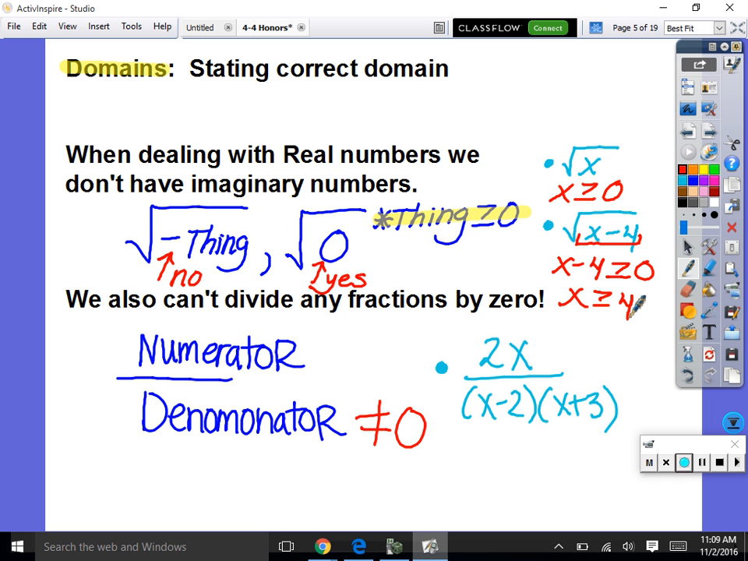4 minus 4 is 0. 5 minus 4 is 1, so we're good. If we go less than that, 3 minus 4 is negative 1. So do you see how we're restricting the domain accordingly? Okay, awesome. Okay, so that would be one of our restrictions.